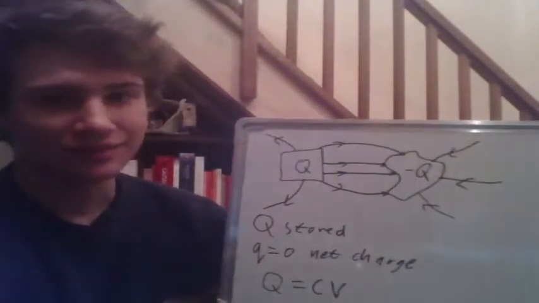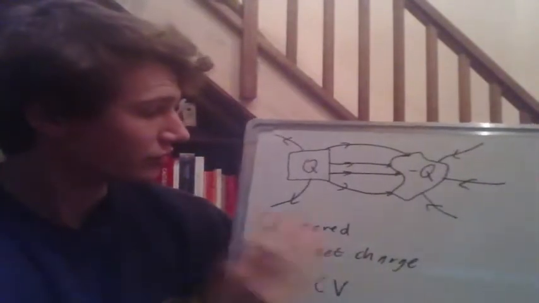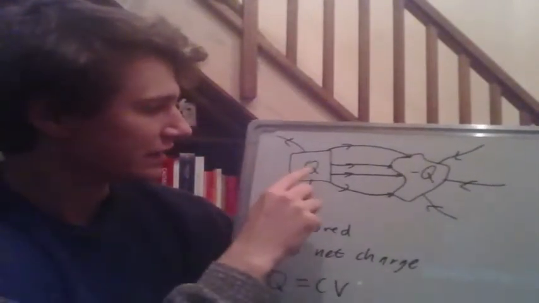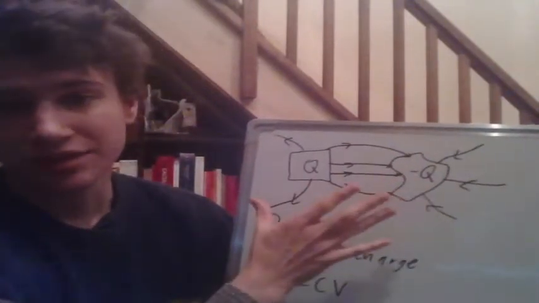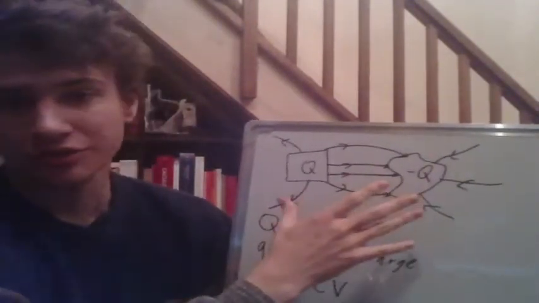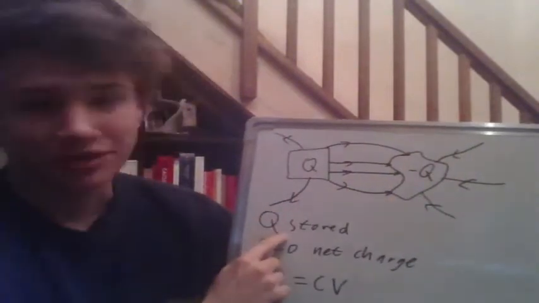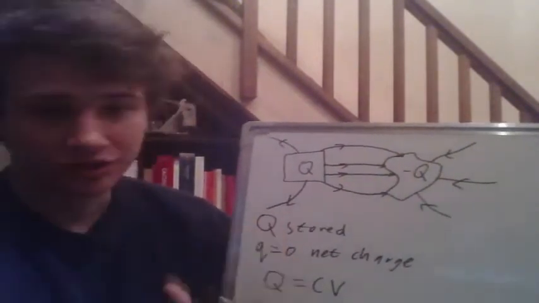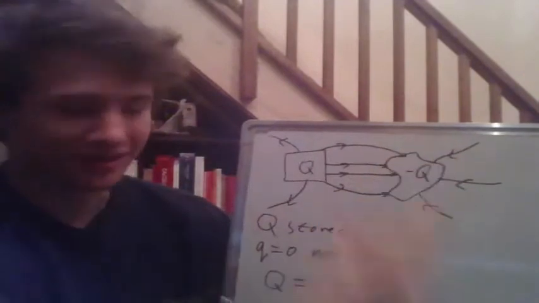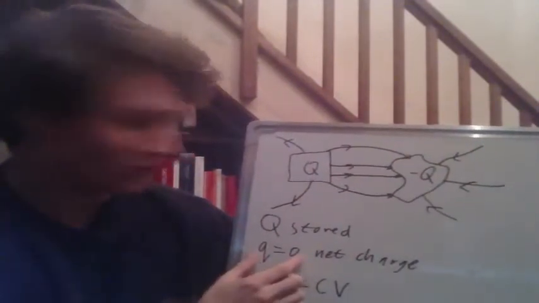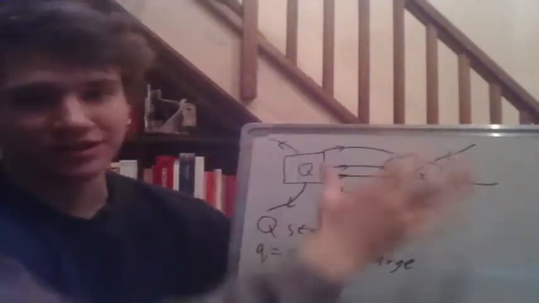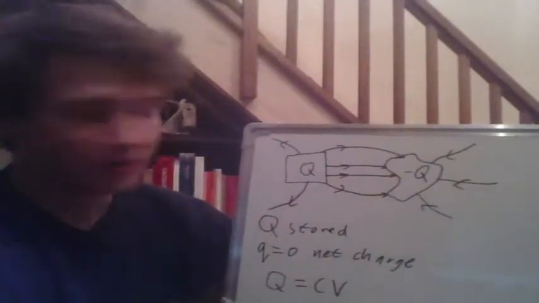Doesn't really matter. The important thing to realize first of all is that since we have charge Q here and charge minus Q here, it might be tempting to say that we are storing 2Q of charge, but we're not. We denote that with just Q, so just the one and the other. And the other thing is that the net charge is still zero. If you take the whole system, the net charge is still zero.